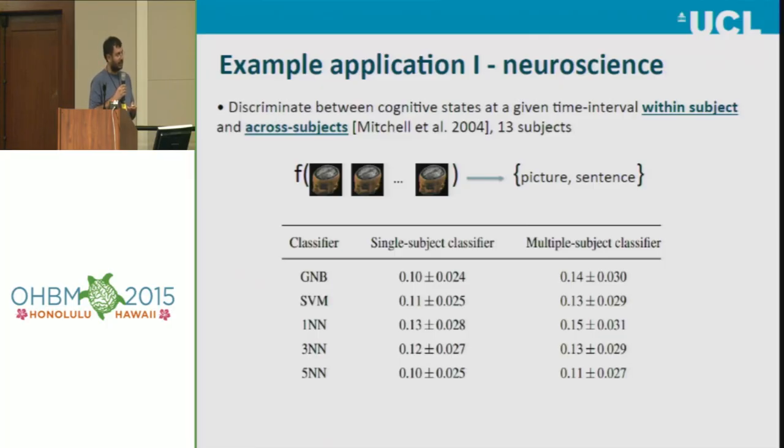There he was trying to discriminate between cognitive states at a given time interval, both within subjects and across subjects. I think the task was that the subjects were looking at pictures or looking at sentences, and the classification task was to tell from the fMRI scan which they were doing. If you look at the error rates for the many different classifiers that he used, they were always quite good, whichever classifier he used, which is quite nice. It shows some sort of stability. But yes, this is one of the first applications of this sort of technique.